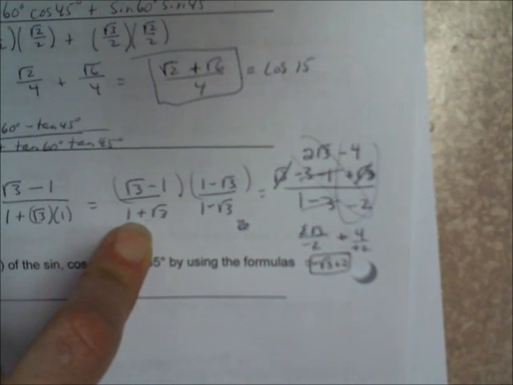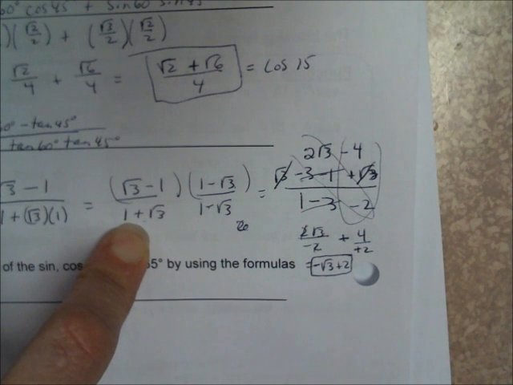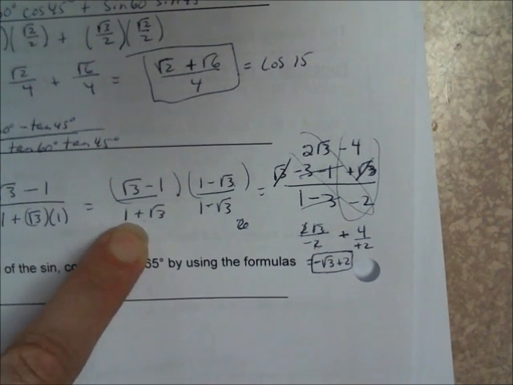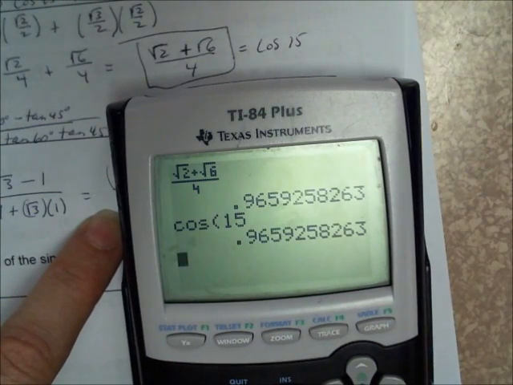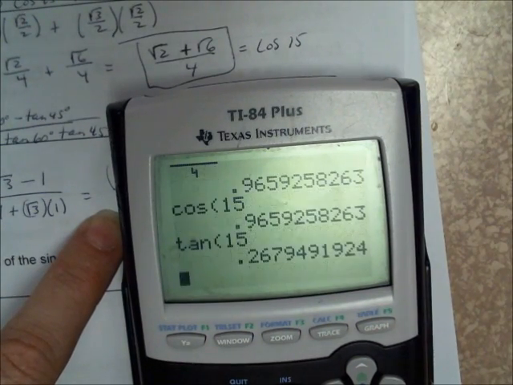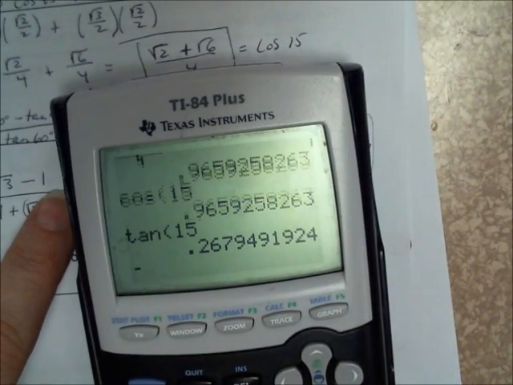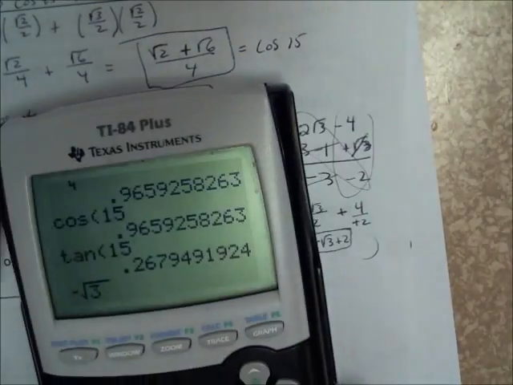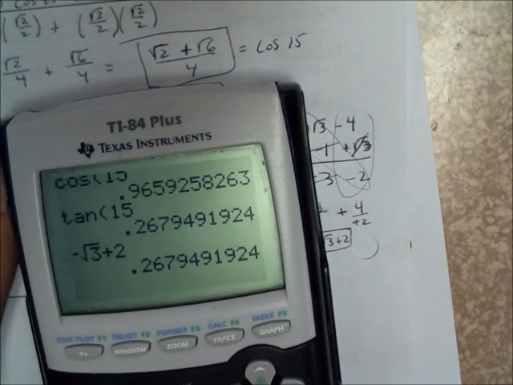This is a little bit blurry. Let's see if I can focus it up a little bit. There you go. Right, so there was a lot of work involved in that. And let's see if we can get the tangent of 15, and see if we're right. And what did we call it? Negative square root of 3 plus 2. Well, look at that. We are right. Very good.